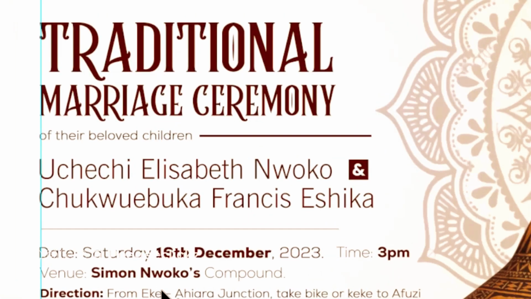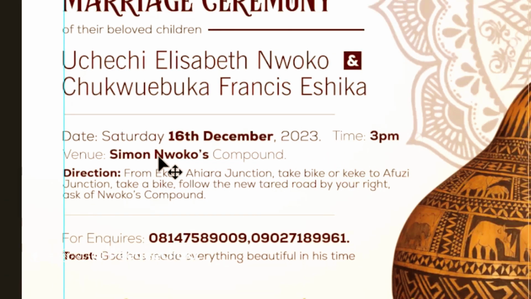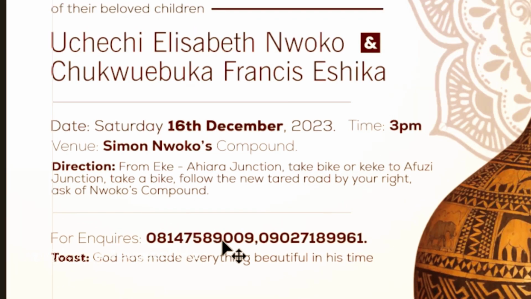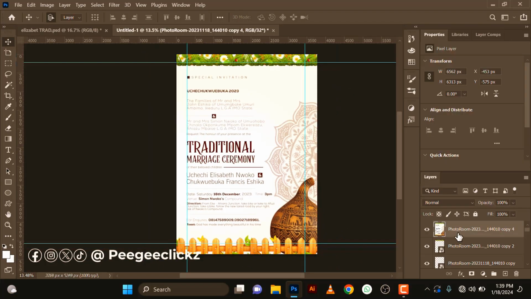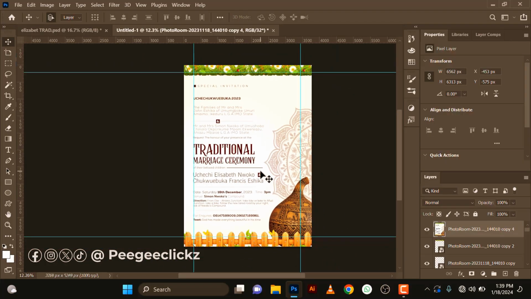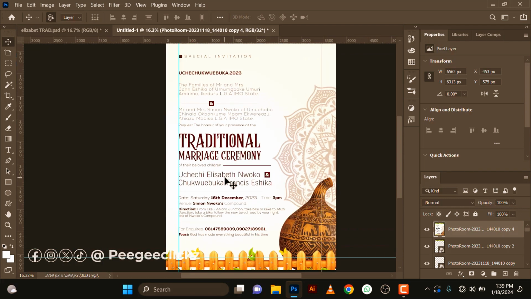Then the next thing again is to make the date of the marriage bold enough that people will see it at a glance, even without necessarily going through it. Then the time, the venue, and if necessary the directions, you can equally add that. Then the inquiries, how people can reach out. So that's it. If you are done with this, you are good to go. So this is how you can design a traditional marriage ceremony invitation card in Photoshop.